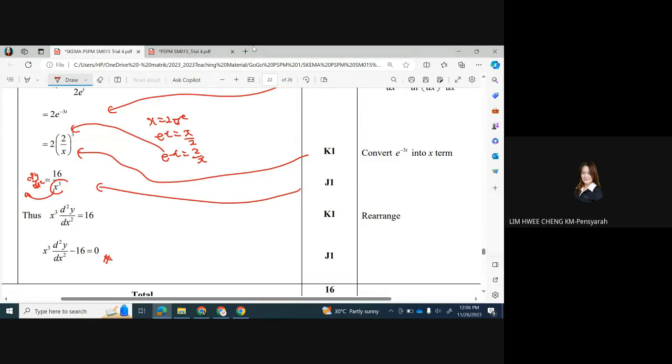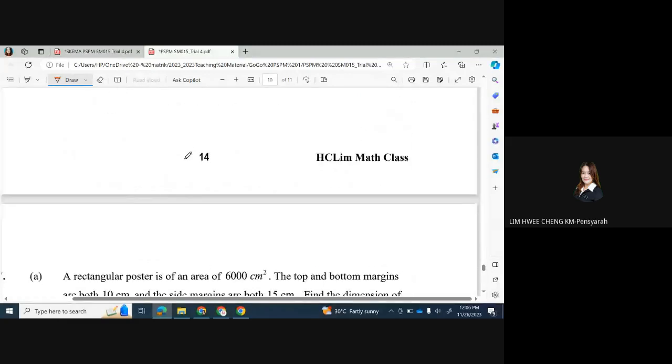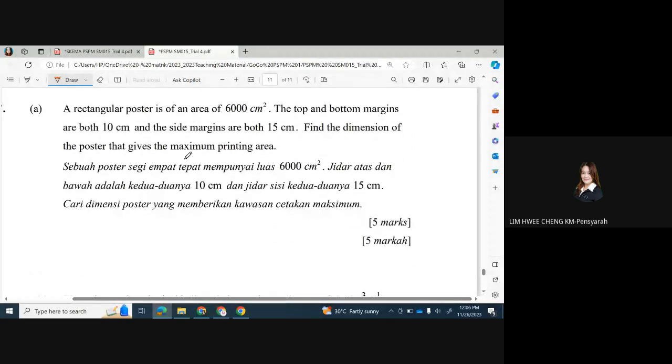Okay. Okay, last sekali. A rectangular poster is of an area of 6,000 centimeter. Area panjang kali lebar. The top and the bottom margin are both 10 centimeter, and the side margin are the 15 centimeter. Find the dimensions of the poster that give the maximum printing area.